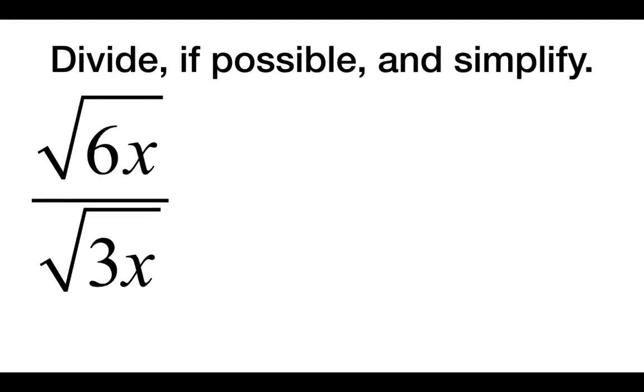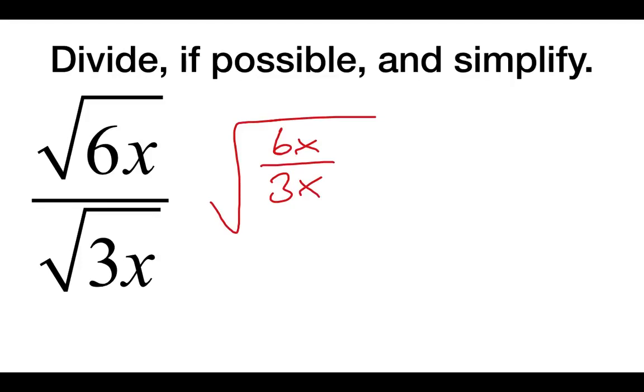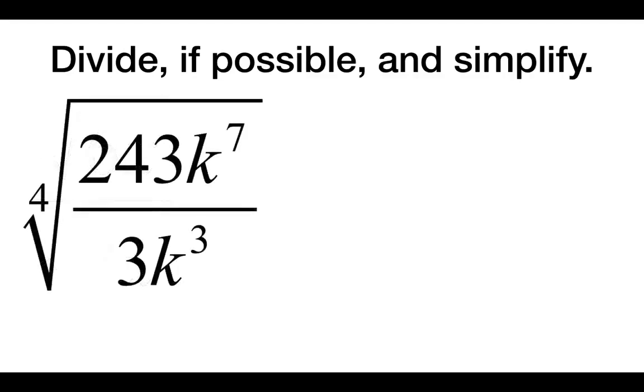Now we're going to try dividing. Because I can't simplify either of those, I'm going to just put them both inside one root. So 6x over 3x, well, the x's simplify. 6 divided by 3 is 2. So the square root of 2. Can't simplify beyond that.